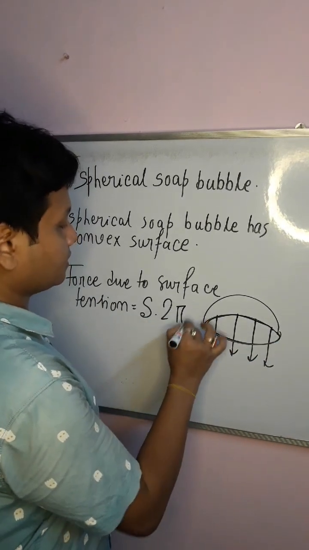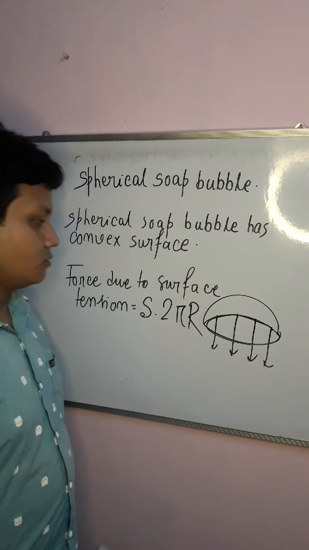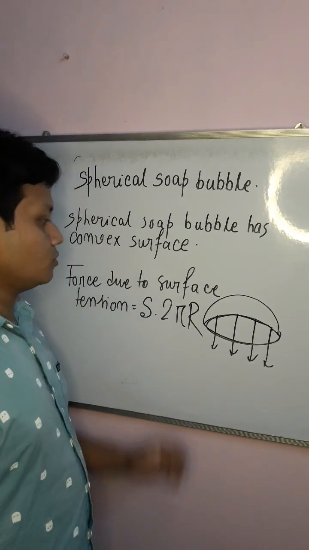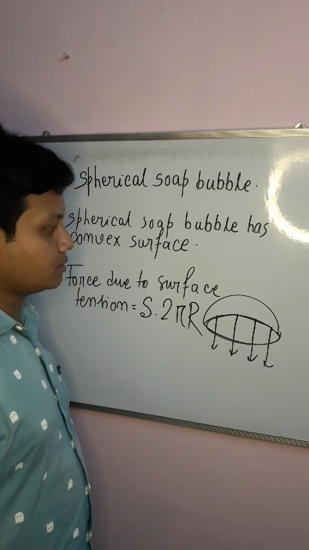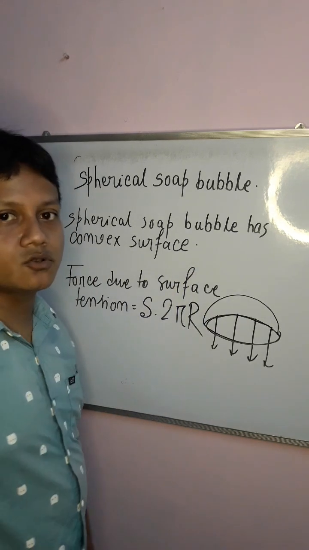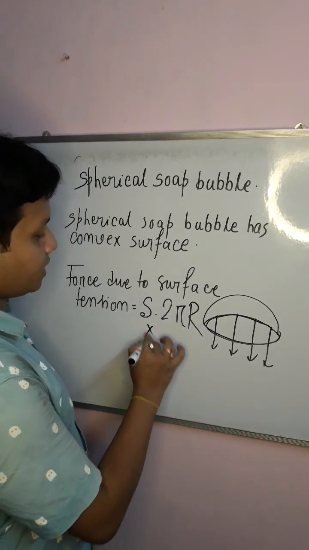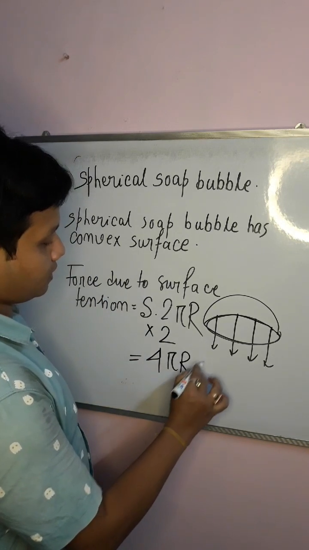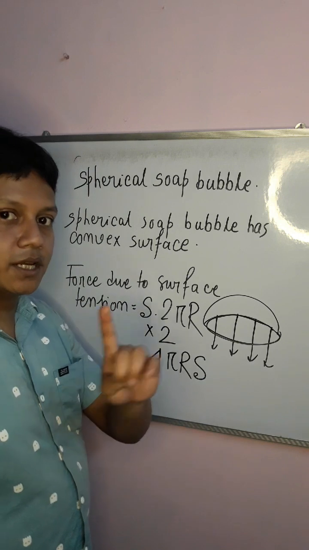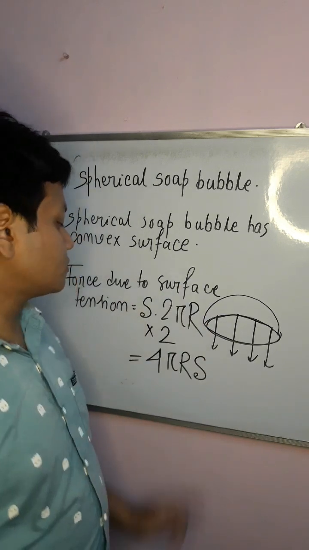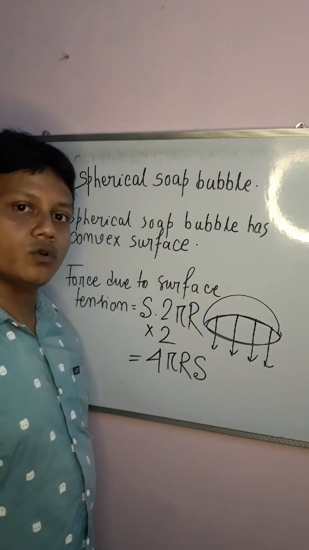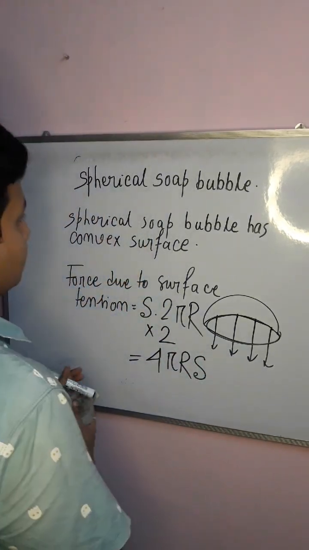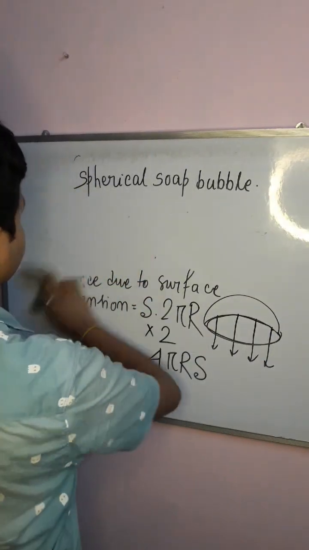So if r is the radius of the sphere, this is the total force due to surface tension. Okay, and since a spherical soap bubble has two surfaces, we multiply this by 2. So it is 4 pi r S. For a spherical soap bubble, there are two surfaces, so we multiply by 2.